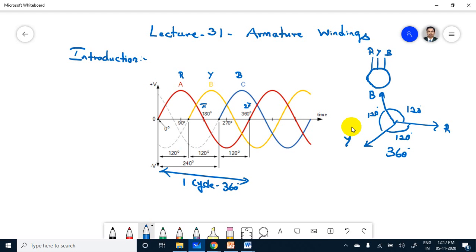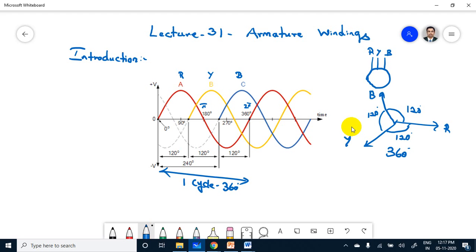And the Fourier series of z of n is z of k. So what is the phase shift between R to Y? See here, between R to Y it is 120 degrees, and Y to B it is 120, and B to R it is 120.